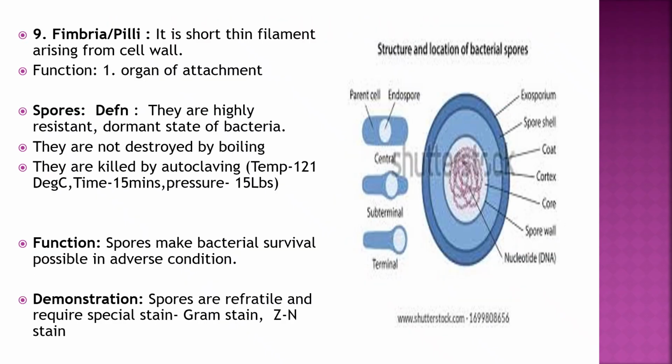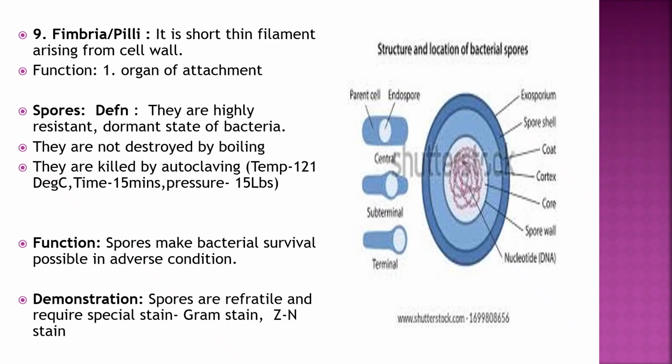The second structure is fimbriae or pili, which are organs of attachment. The next structure is spores. They are highly resistant, a dormant state of the bacteria, not destroyed by boiling, and are killed only by autoclaving at 121 degrees Celsius for 15 minutes at 15 lbs pressure. Their function is to help the bacteria survive in adverse conditions. Demonstration is by special staining, Gram stain and ZN stain.